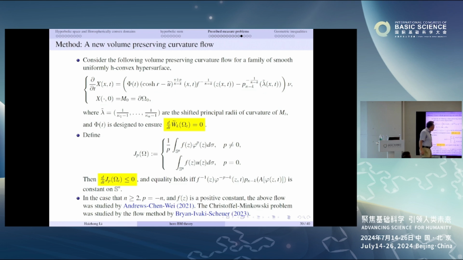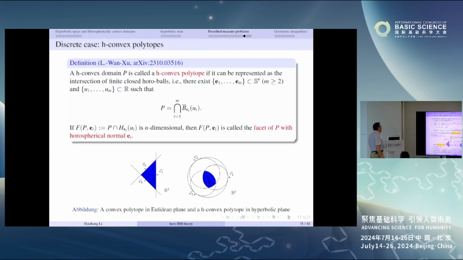For example, first, this flow preserves the modified volume integral, meaning the derivative of W_k tilde equals 0. We also design this, people call it entropy, we call it J_p omega. For J_p omega, we can prove there's some monotonicity, meaning the derivative of J_p omega in t is not positive. I won't give detail, but to prove the long-time existence of this kind of flow, we use the maximum principle and use some techniques developed by Andrews and our earlier works.